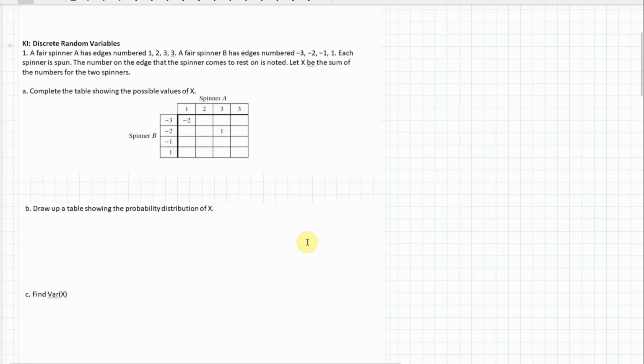Now moving on, discrete random variables. Fair spinner A has edges numbered 1, 2, 3, 3. Fair spinner B has edges numbered minus 3, minus 2, minus 1, 1. Each spinner is spun. The number on the edge of the spinner that comes to rest is noted. Let x be the sum of the numbers for the two spinners. So we're adding them together.